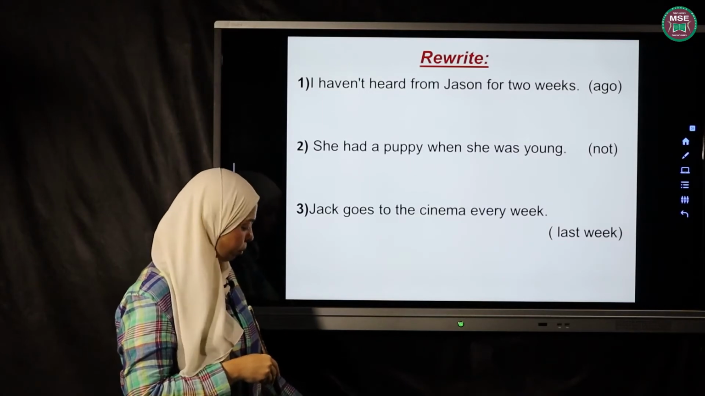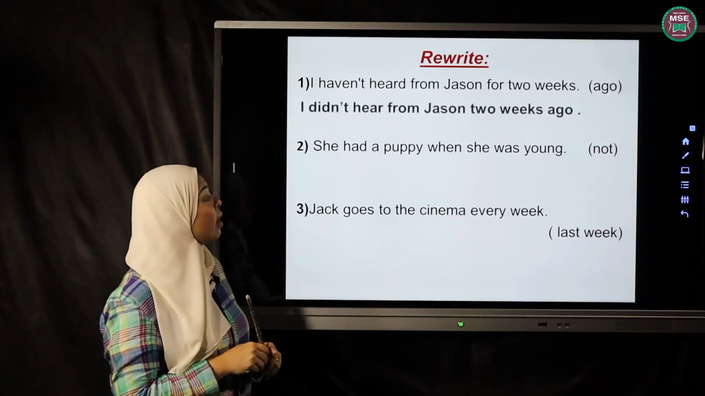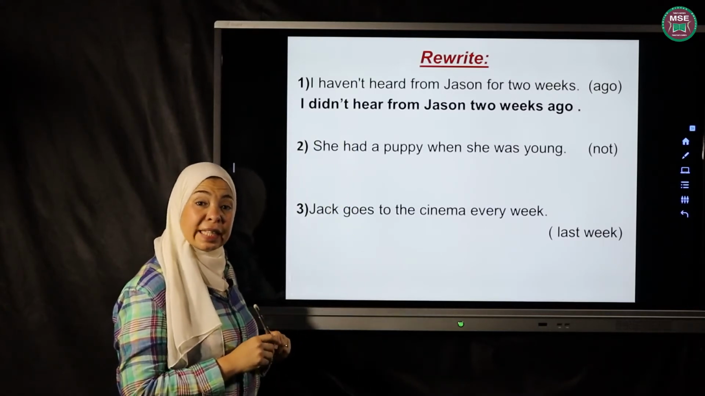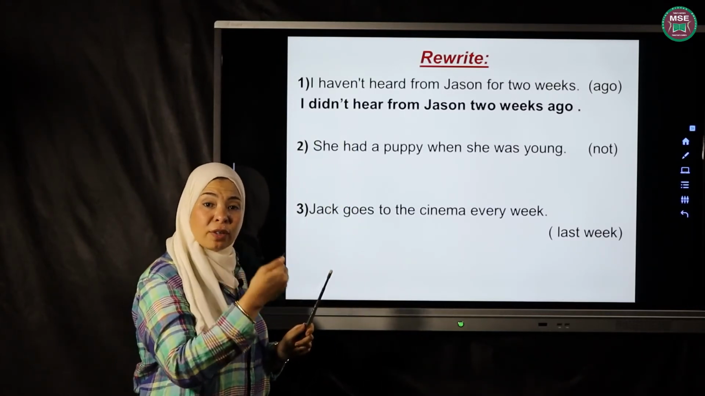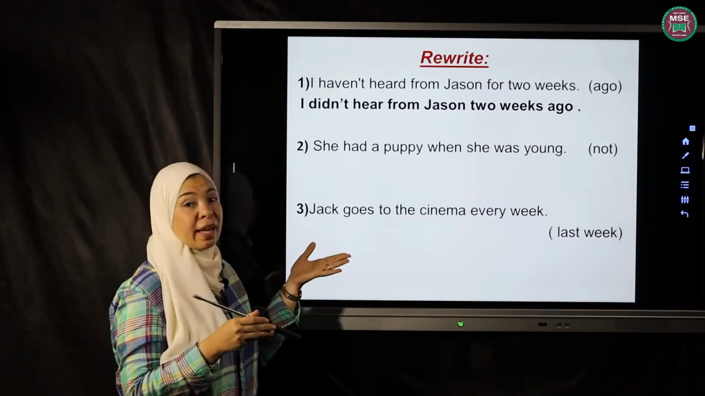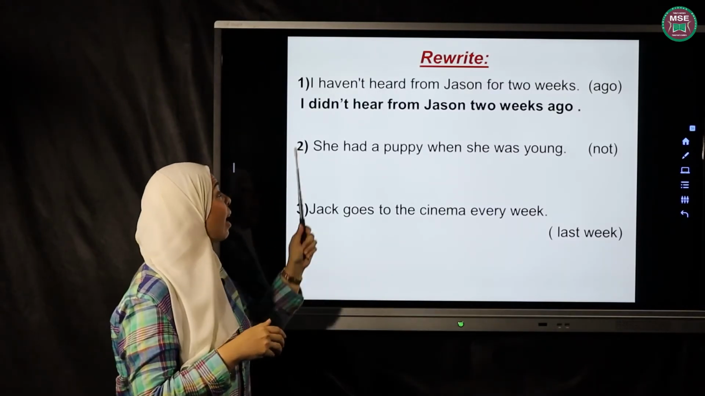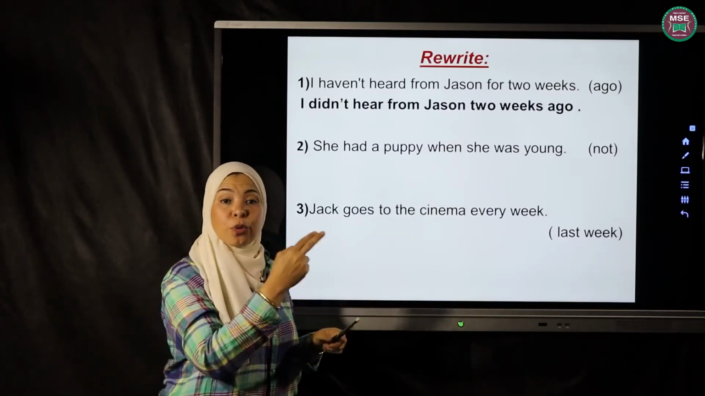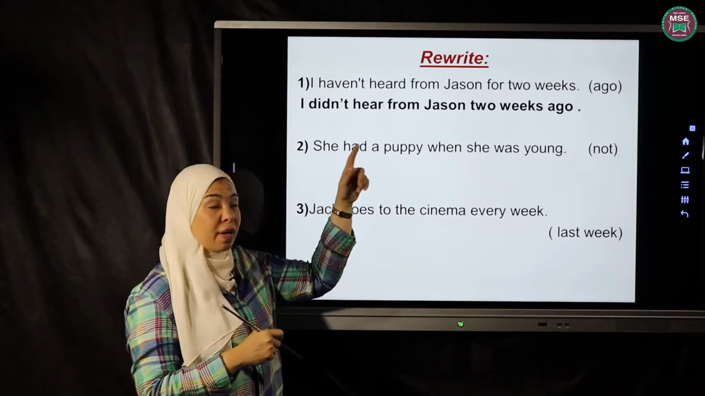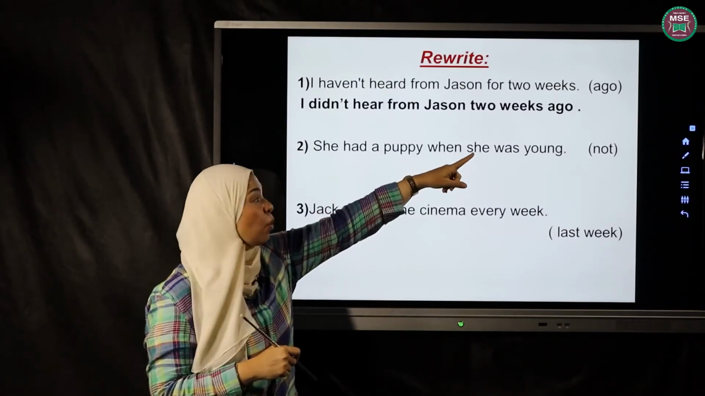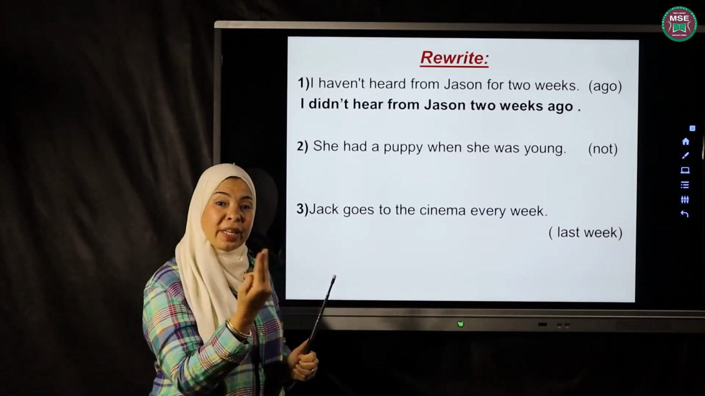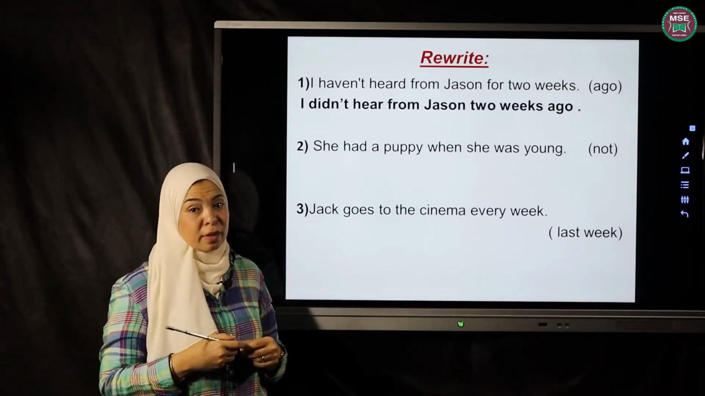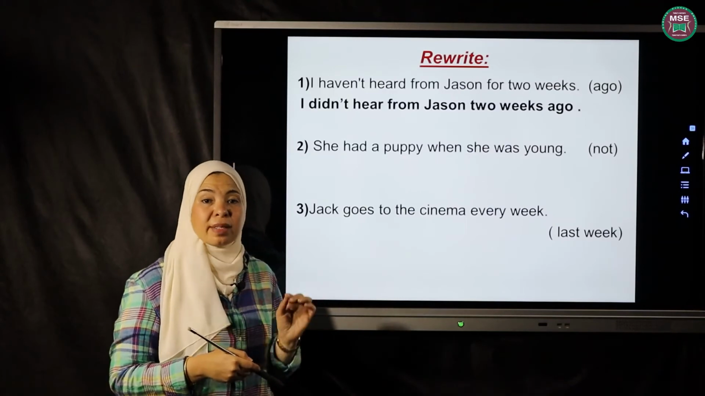Let's see the answer. I change it from present perfect to past by using didn't. Did, because it's the past and not because it's the negative form. And instead of saying I haven't heard, I say I didn't hear from Jason 2 weeks ago. Instead of for 2 weeks. For, because it's present perfect, but now I have to put ago. So I put the duration plus ago. 2 weeks ago. Not for 2 weeks. For plus duration for present perfect. 2 weeks plus ago for past simple.